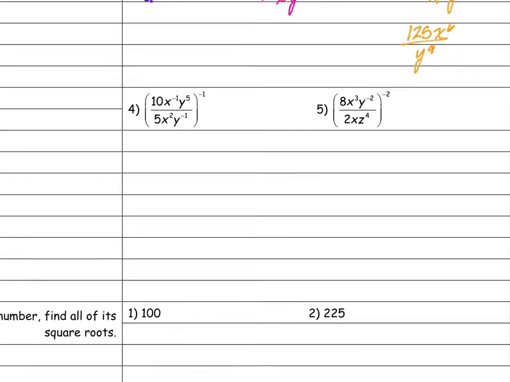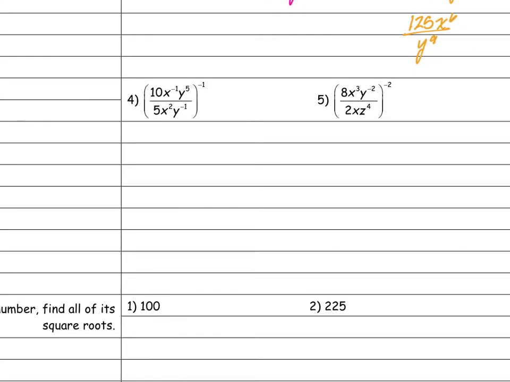Okay. And then number 4, I think that I'm going to simplify everything inside first. So I'm going to get 2 y to the 6th over x to the 3rd, all to the negative 1 power. All that negative 1 is going to do is make me flip it upside down. So I've got x to the 3rd over 2y to the 6th. That should be what the answer is there.